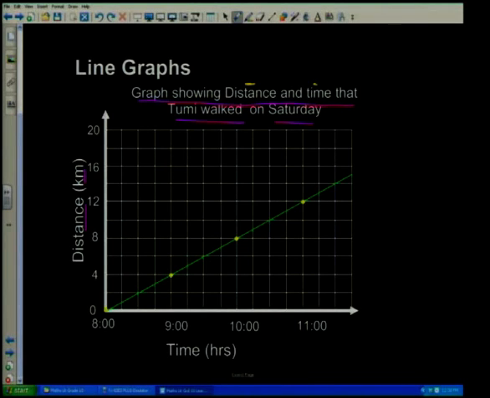But having said that, let's carry on. What's our other one we're looking for? Time. Well, there you go. Our time is on this axis and this is in hours. So she's starting off at 8 o'clock in the morning and she's walking until past 11.